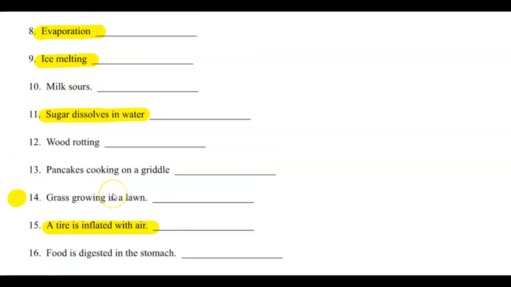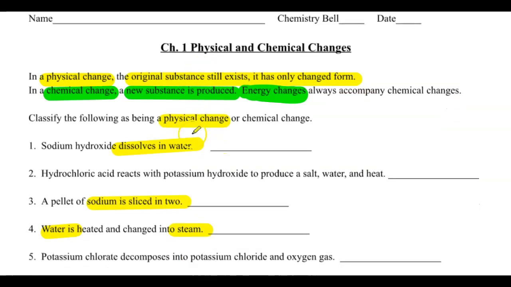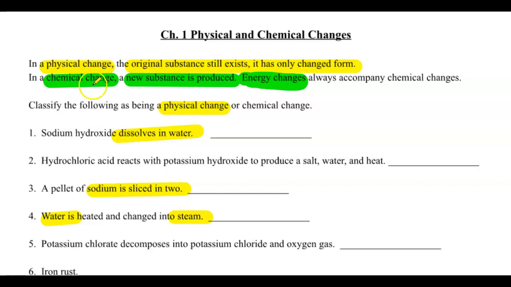Okay, so that was my first pass through, looking for the easy ones that I know are physical. That's a good technique on tests or quizzes. Go through the easy ones first, kind of overview them, then we'll go back and find the chemical ones and discuss the ones a little bit trickier. Okay, so chemical change, a new substance is produced, energy changes.